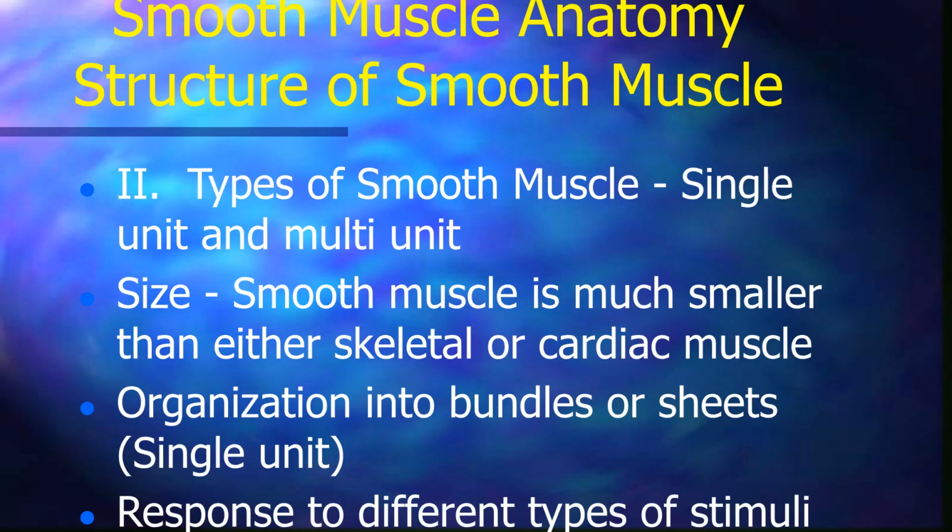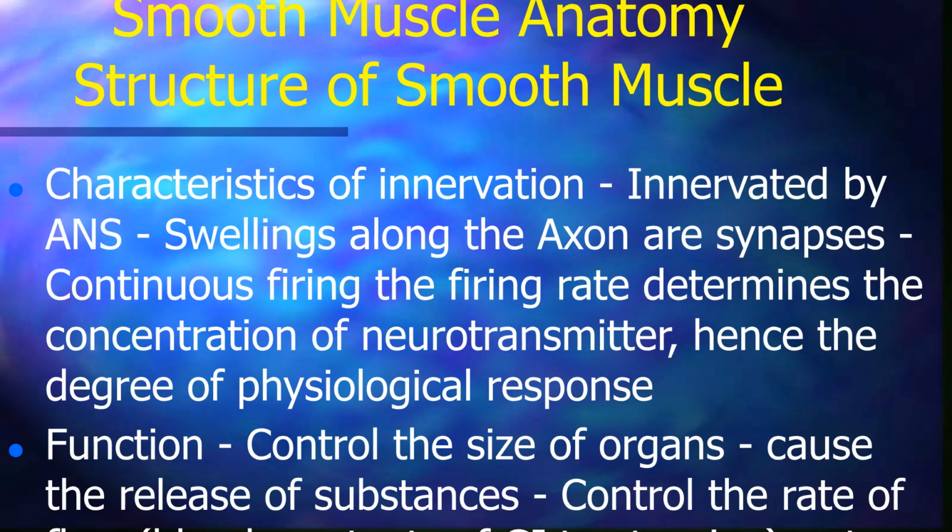Smooth muscle is innervated by the autonomic nervous system, with swellings along the axon serving as synapses. The firing rate determines neurotransmitter concentration and the physiological response. Smooth muscle controls organ size, substance release, and the rate of flow in various systems. Single-unit smooth muscle involves large aggregates of cells acting as one unit. Multi-unit smooth muscle consists of single smooth muscle cells, usually with a single nerve connection.